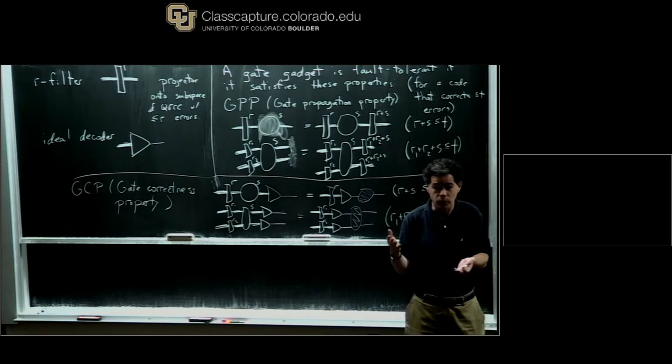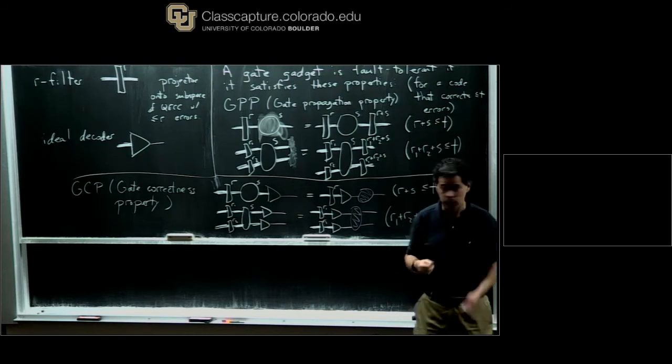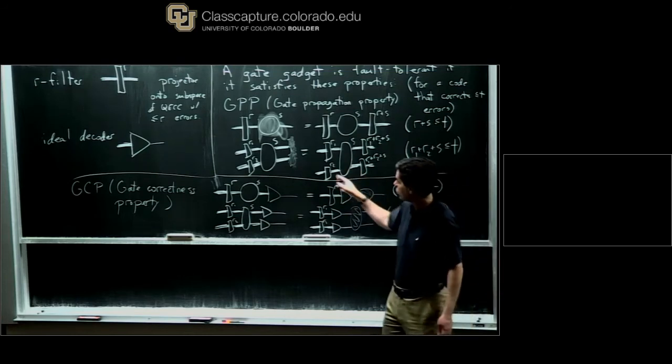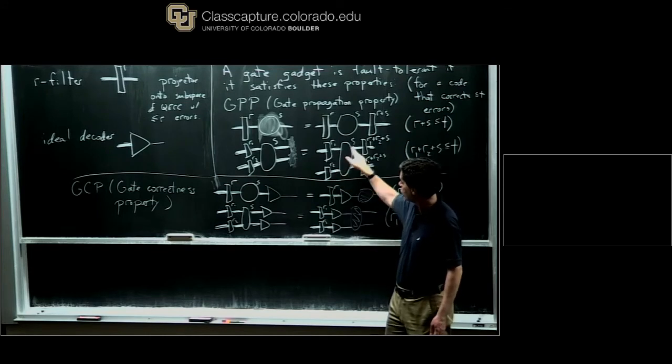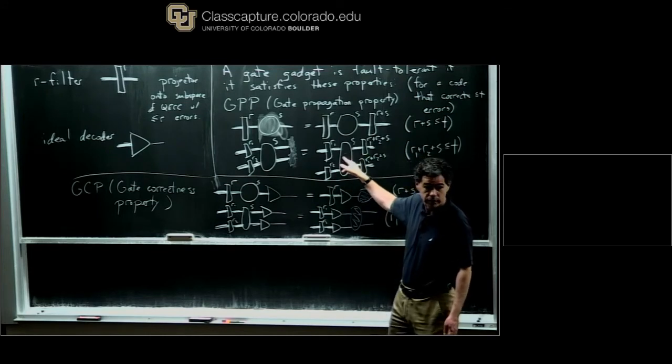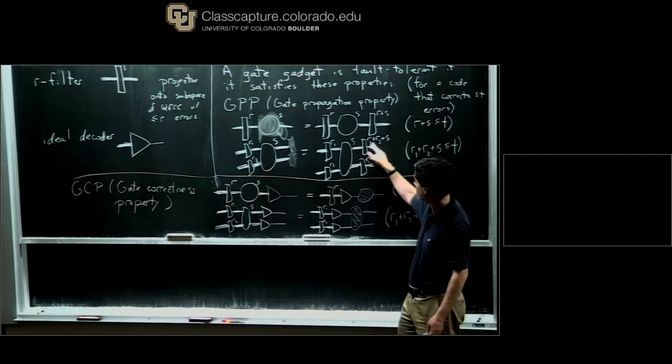So the number of errors we have is certainly the number of pre-existing errors plus the new errors that occurred during the gate. And if we have a 2-qubit block, well, errors can propagate between corresponding qubits in different blocks, but they can't propagate within the same block. So we'll get this.